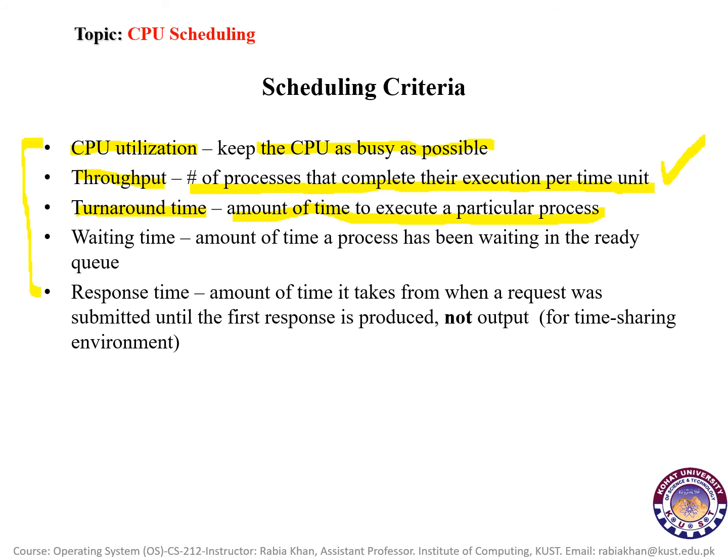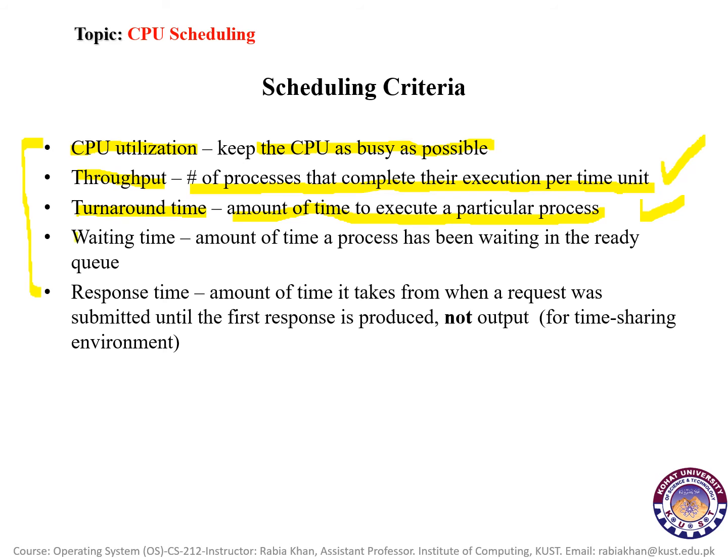While in turnaround time we take into consideration only a single process. Throughput takes the number of processes that complete their execution in a defined unit time, while turnaround time is how much time your CPU takes to complete only one process, a single process. So we need to select an algorithm which reduces the turnaround time, as it has to complete execution of a single process in the least possible time.